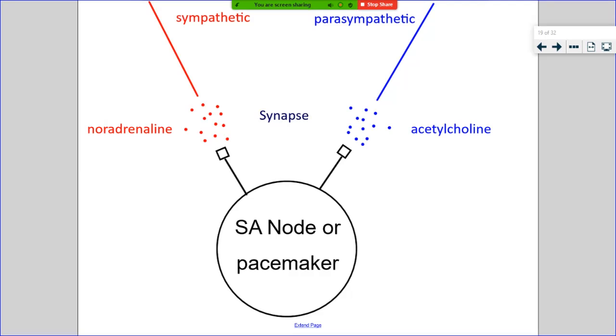The parasympathetic nerve is sending signals as well. If you increase signals down the parasympathetic nerve, that then releases the neurotransmitter acetylcholine. That travels across the gap, across the synapse, binds to the receptor, but the effect is opposite to the sympathetic, and it causes the heart rate to decrease.